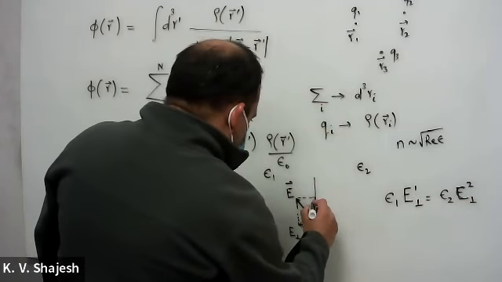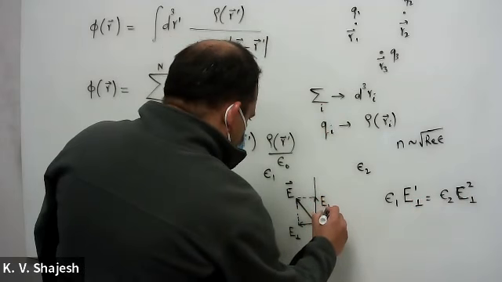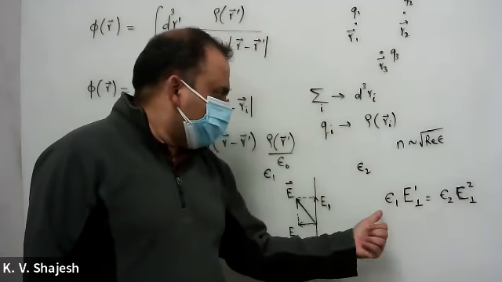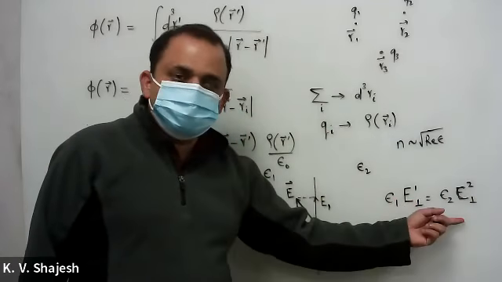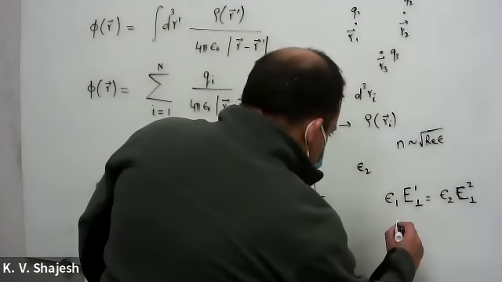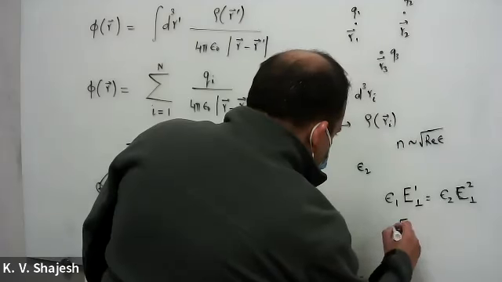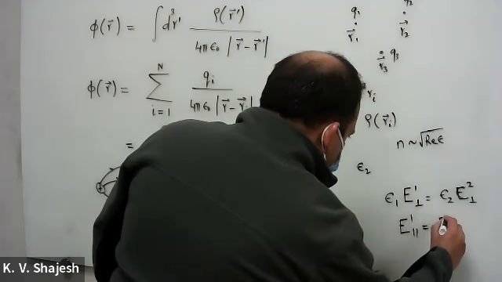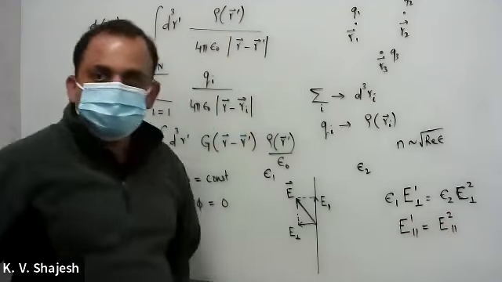And this is parallel. Okay, so the perpendicular component has to be satisfied. This is because of Gauss's law. And for the other piece, the parallel component has to be exactly equal to the parallel component.